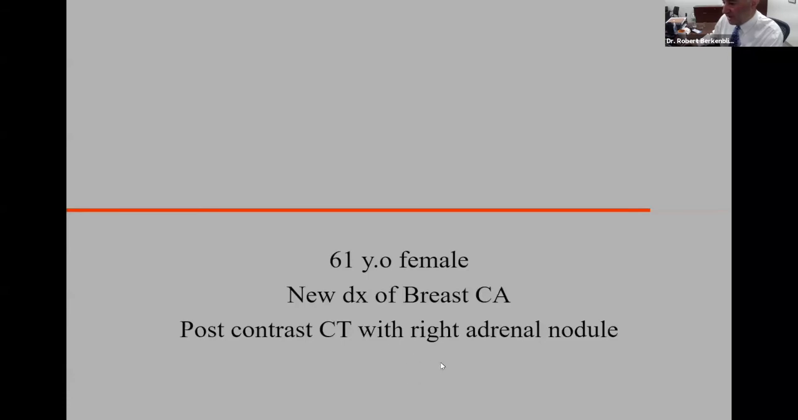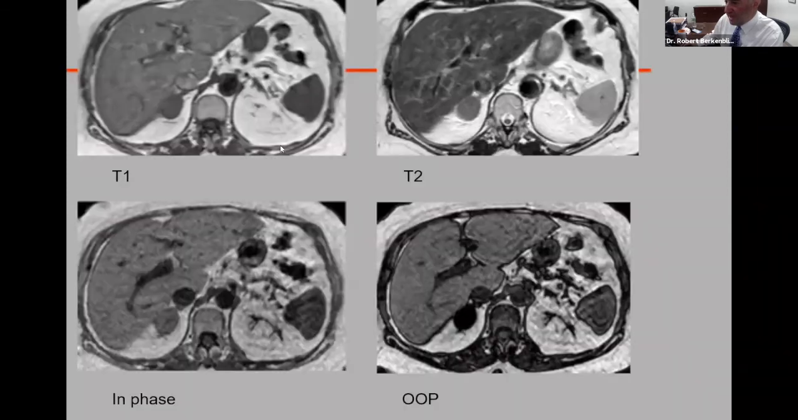This is a patient with newly diagnosed breast cancer. Their CT scan showed a right adrenal nodule. And you can see on T1 and T2, there's this 2 or 3 centimeter adrenal nodule demonstrating intermediate signal intensity. In phase, marked signal loss out of phase. This is a lipid-rich adenoma.